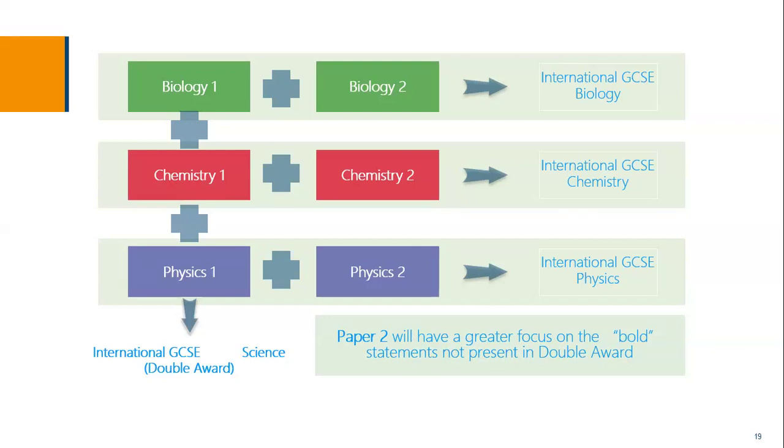So biology is what we are focusing on today, but it is quite possible to use this approach to teach double award science as well. Double award science means that the students don't do paper 2, so they don't have to study the parts of the specification that are in bold.